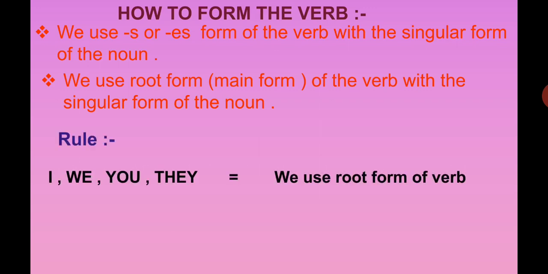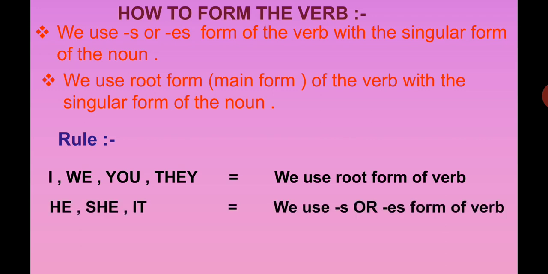Let's see the rule. We, you and they are plural pronouns, and here we use the root form of the verb, meaning the main verb, without any changes. And with he, she, it, we use the S/ES form of the verb. It means that here we add S or ES to the verb to make it in a simple present tense form.